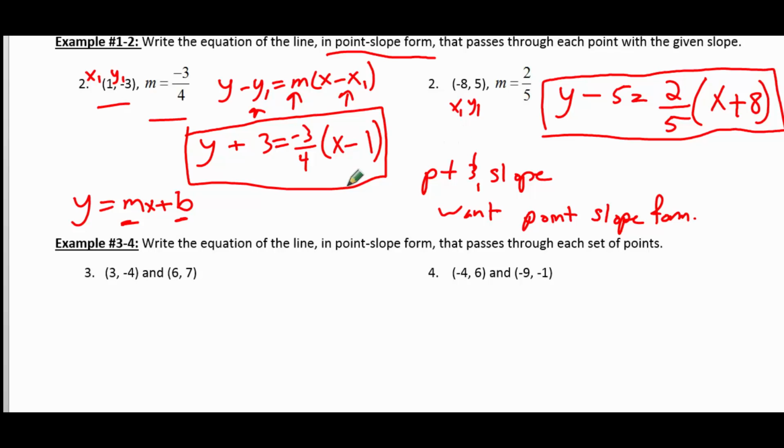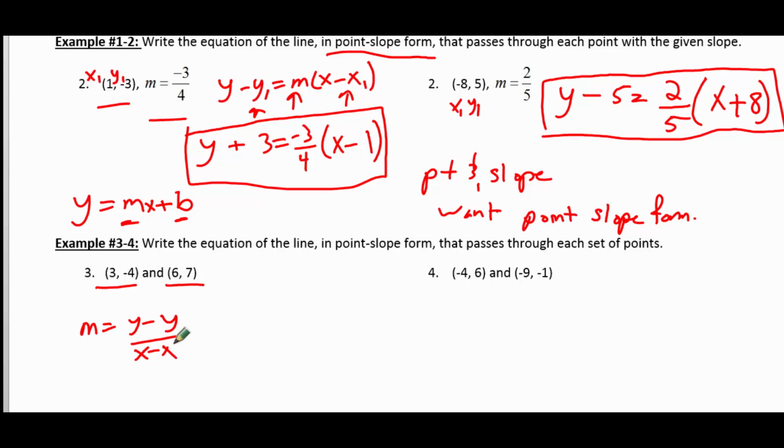All right, let's try the second set here. Now here's the problem. You need a point and a slope. We have 2 points and we have no slope. So what we've got to do is find our slope. That's the first thing. So my slope is y minus y over x minus x.